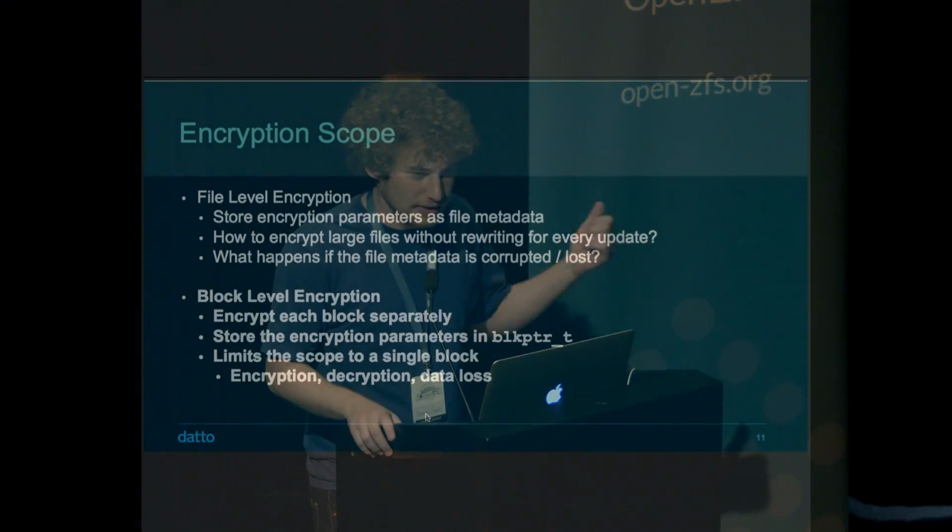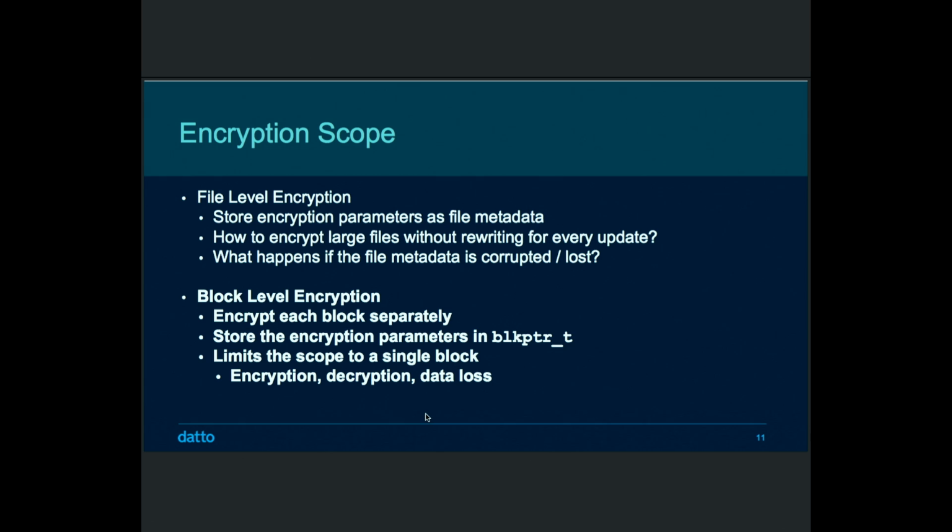We're going to store the encryption parameters in block pointer T, and that's going to be important in a little bit, and I'm going to show you how that's all going to work. By limiting the scope of the encryption to a block instead of to a file, we can make sure that only blocks can get lost due to loss of encryption parameters, things like that. The scope for that is only a single block as opposed to an entire file.